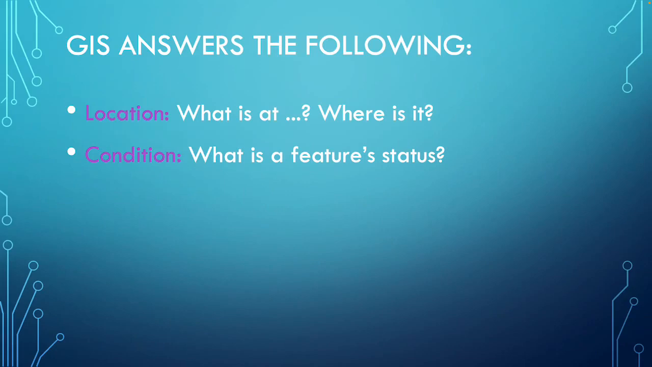But it could also be conditions. This is increasingly an important thing that utility companies would use. Like where's a power line down?